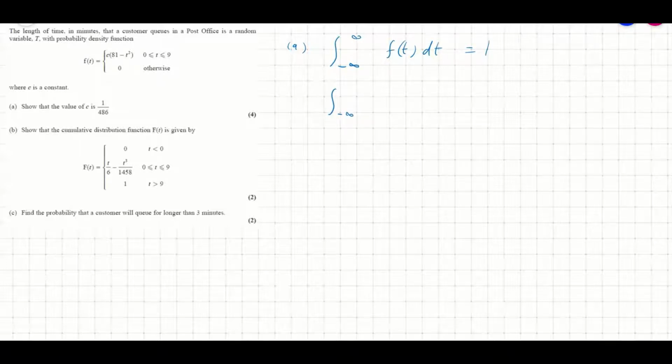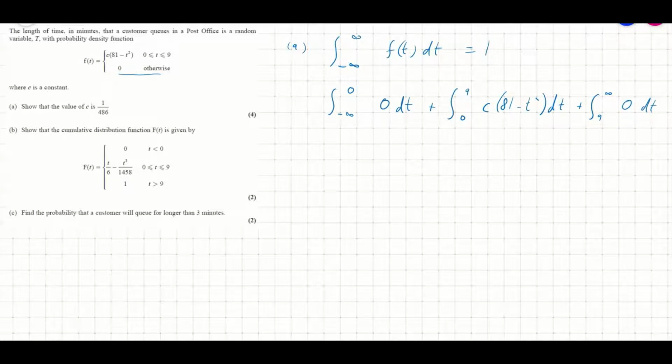So we can split this integral into an integral between minus infinity and 0 where f(t) is equal to 0, and we also have an integral between 0 and 9 where f(t) is equal to c(81 minus t squared), and a final integral between 9 and positive infinity where again our f(t) is just equal to 0. That's because of this 0 otherwise part.